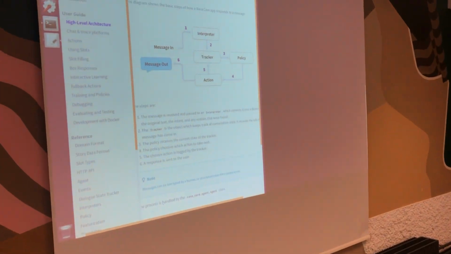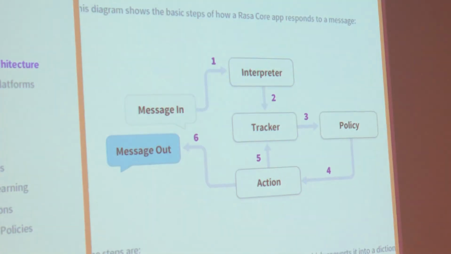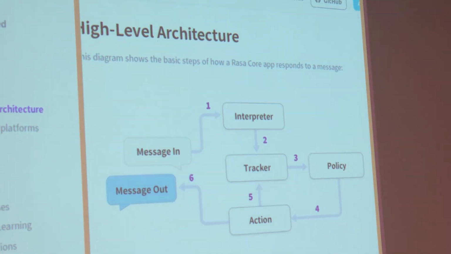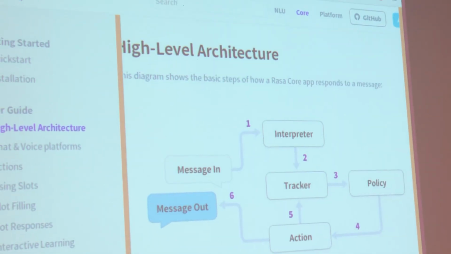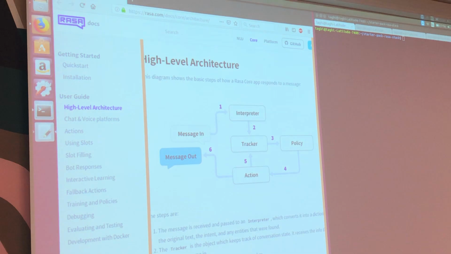The main high-level architecture is that once the RASA framework receives a message, it will interpret it, update the memory and the state of the bot, look for the best next action, send a message to the user, and also update the state saying that it has done this action, so as to keep track of everything else going on.